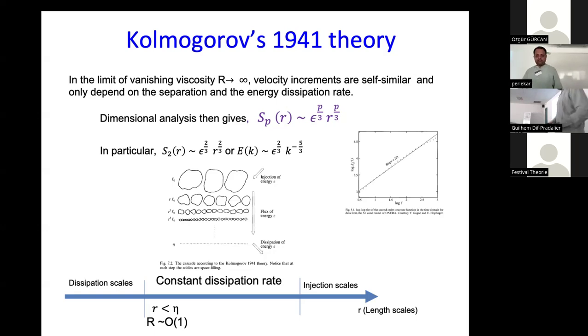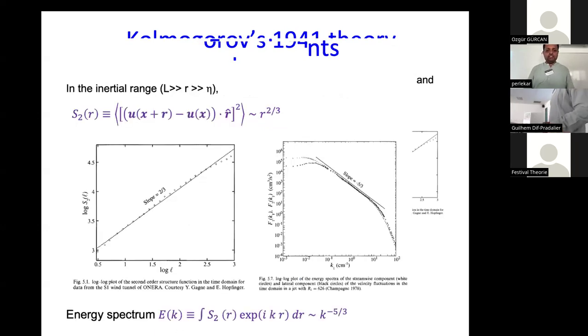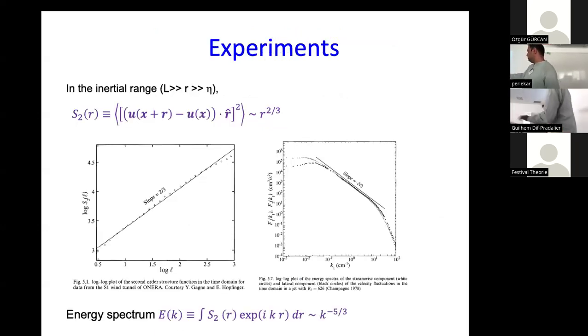Okay. That's the picture. You can check that experiments actually find that it works very well. You have a beautiful several decades of k^(-5/3) scaling in the spectrum, which is nothing but the Fourier transform of the second order structure function, defined so.